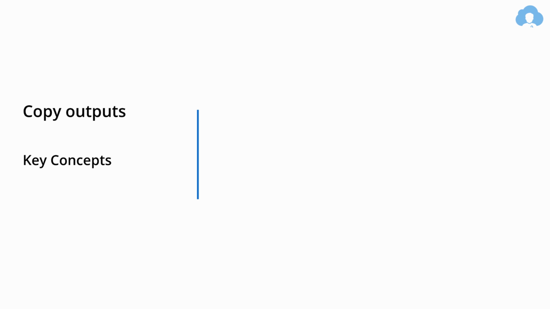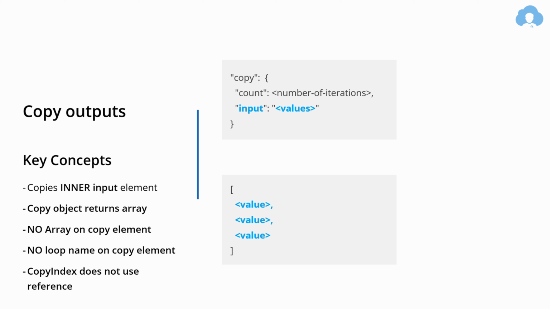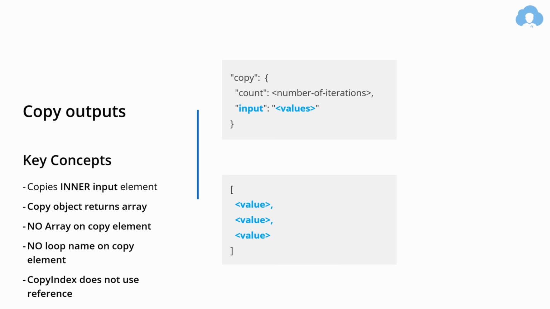Lastly, you can use copy elements with an output section of your ARM template, in which case there are a few marginal differences. You still copy the inner property of the copy block, and it still returns an array with the values. But the difference is, first of all, you don't specify the array on the copy element, it's just an object. And second of all, you don't specify the loop name. And because you don't have a name, you don't use a reference within the copy index. But I think it's gonna be easier if I'm gonna just show you an example.